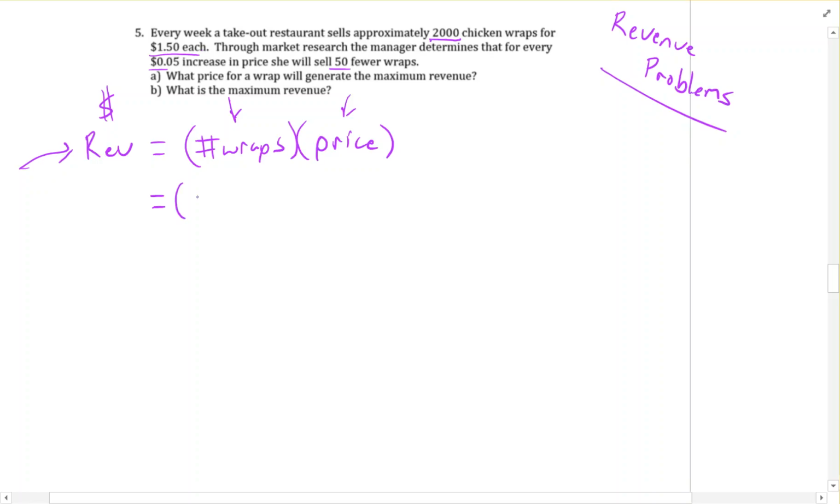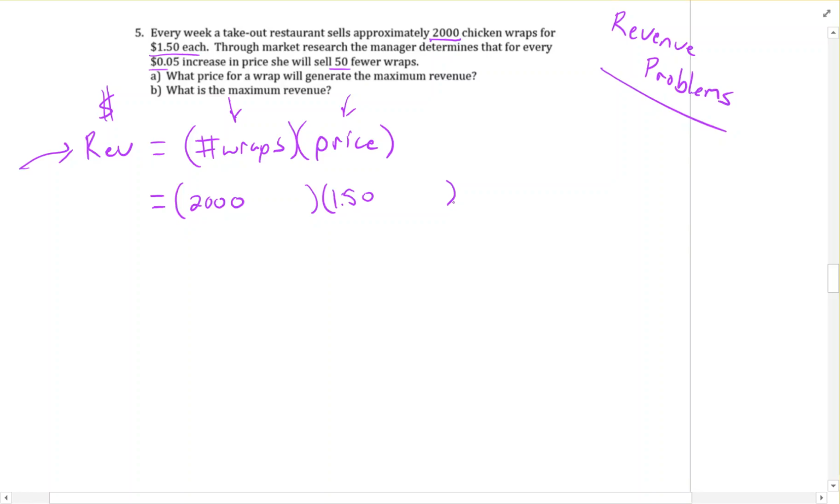So let's say 2,000 wraps. And I'm going to leave a little bit of space here. And it's going to be $1.50 each. So 1.50. Okay, so we've still got wraps, we've still got price. So that's our starting point, right?